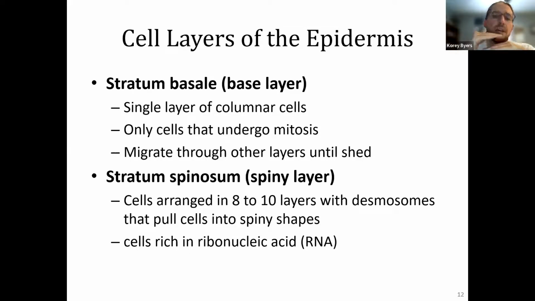Above the stratum basale, we have the stratum spinosum, or the spiny layer. These cells look spiky and spiny, so someone called them the spiny layer. It's about 8 to 10 layers filled with desmosomes that pull cells into spiny shapes, so full of these tight weld junctions.